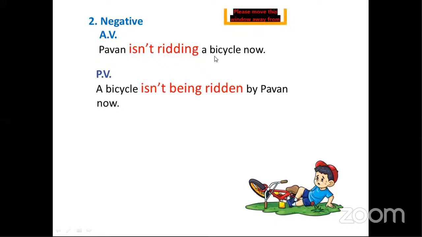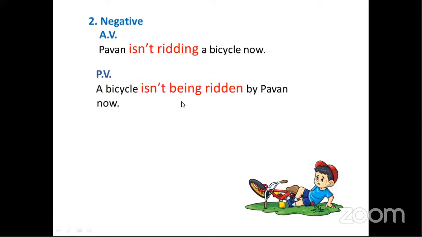So we can divide the sentence into those three components: subject, verb, object, and the rest of the sentence. And we can get the object here in the front, a bicycle, and here you have to form the negative. The same be verb is coming. The same be verb is coming. So a bicycle isn't.